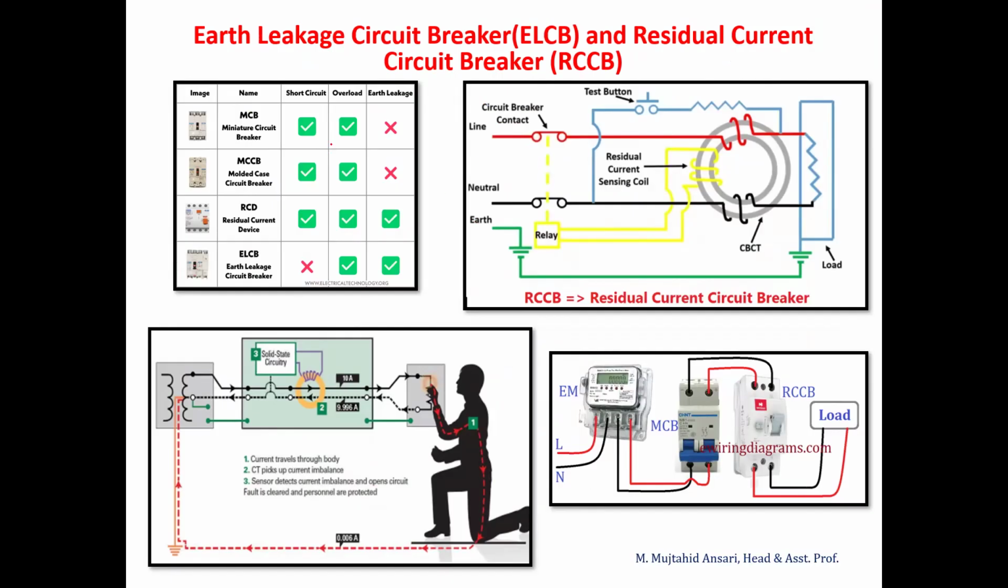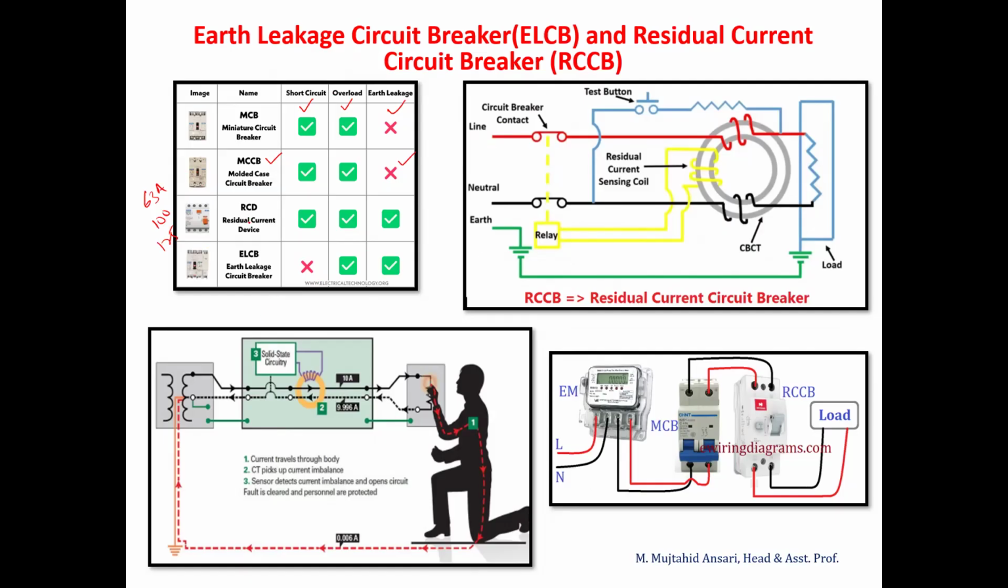MCB is going to protect against short circuit as well as overcurrent, but earth leakage or earth fault, it is not going to protect. Then MCCB, molded case circuit breaker, is similar to the MCB, only its capacity is more than the MCB. Say it is 63 ampere, it may be 100 ampere, 125 ampere, then it is called an MCCB. Again, MCCB is used only for short circuit and overcurrent, overload protection. Earth fault it is not going to protect.